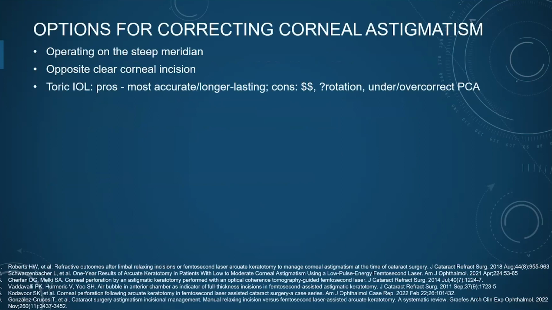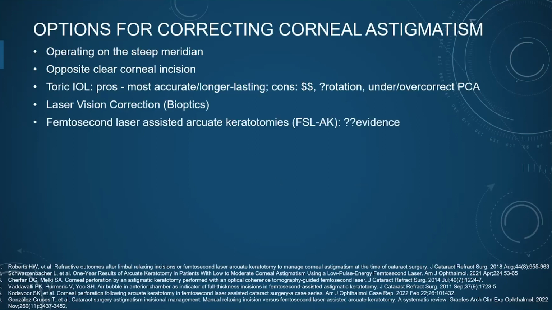Obviously, with toric IOLs, we know there's enough of a track record with these lenses. They're very accurate and longer lasting. The cons would be the amount of money that patients have to pay out of pocket. Some patients simply can't afford the toric lens. Sometimes these lenses may rotate, or we may under- or overcorrect, especially if we don't account for the PCA, the posterior corneal astigmatism. We talked a little bit about laser vision correction and bioptics, again with the finances associated with that. I do want to talk about a topic which a lot of people at congresses and meetings have brought up, which is femtosecond laser assisted arcuate keratotomies, femtosecond laser AKs.